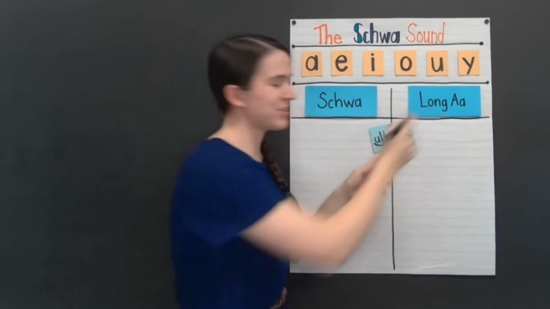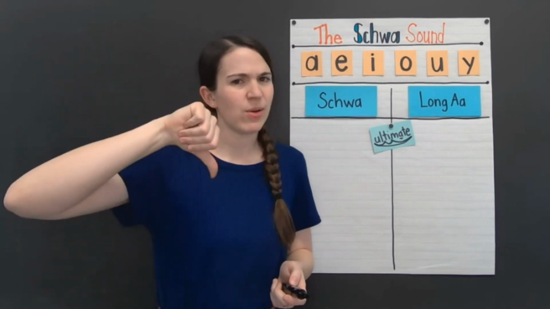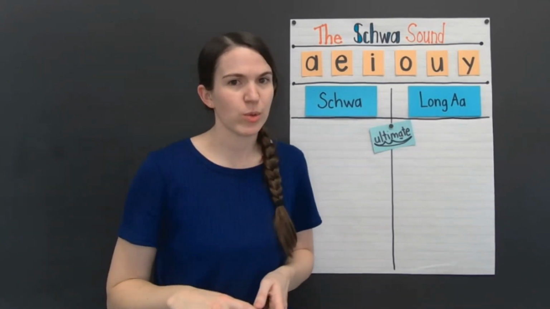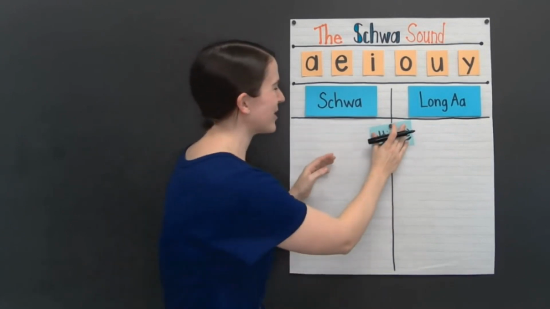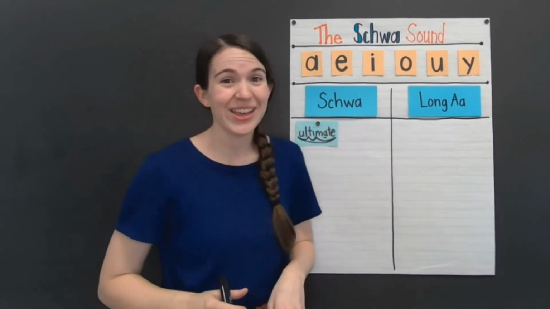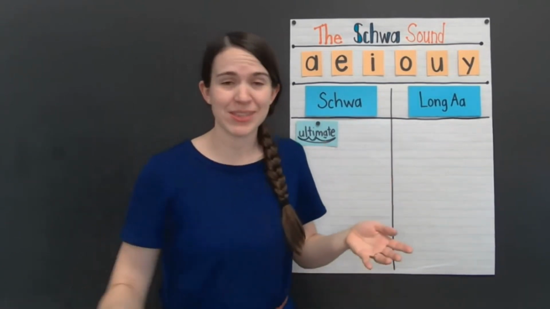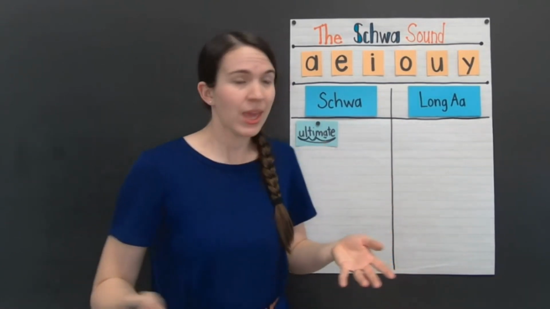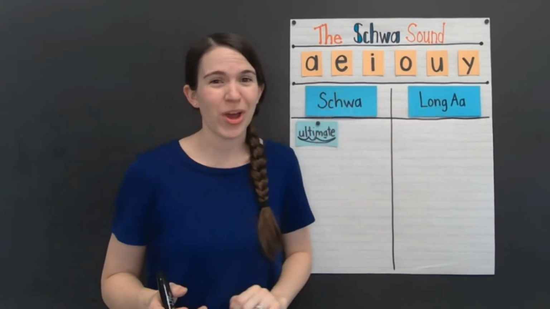Ultimate. Thumbs up if that sounds like a real word. Thumbs down if that does not sound like a real word. That does sound like a word that I know, so we're going to move that to the schwa sound column. Why? Because the A doesn't make the sound we expect it to make. It doesn't say the long A. So we'll put it in the schwa column.